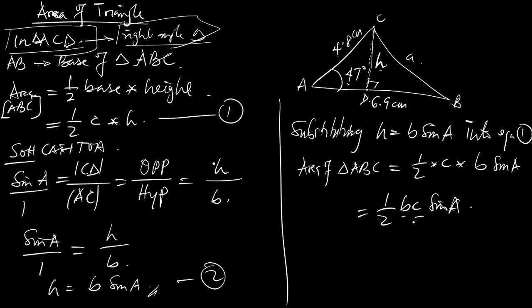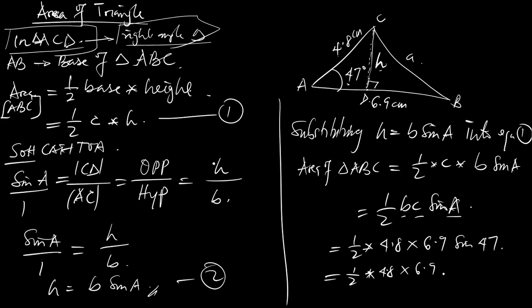Now, since we are given b and c and the angle A, we can calculate the area of the triangle. The area will be half times b, which is 4.8, times c, which is 6.9, times sine 47. Sine 47 using our calculator is 0.7314. You can also use your table to get this. Multiplying this whole thing with your calculator, you have 12.11 centimeters squared as the area. This is the first problem.